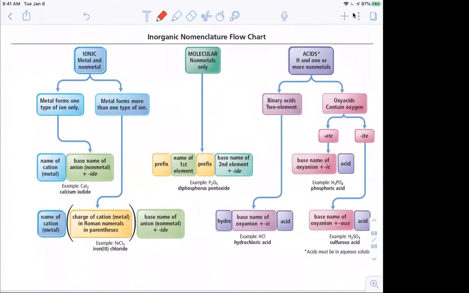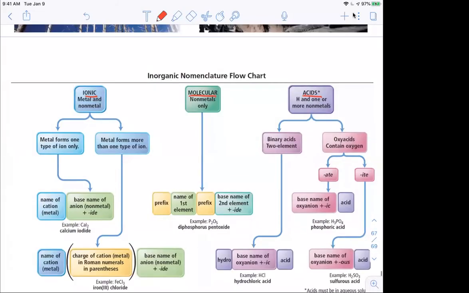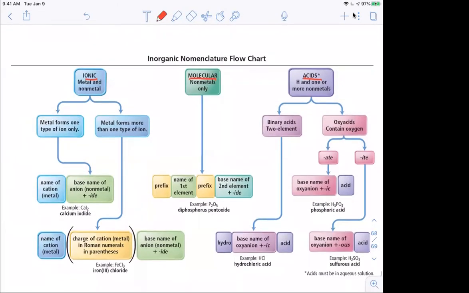This is a great flow chart in your book. The first thing you have to do is determine whether the compound you want to name is ionic, molecular, or an acid. And then you're going to go through these decision trees and try to figure out the best way to name the compounds that you want to name based on this flow chart. That's the end of Module 4.